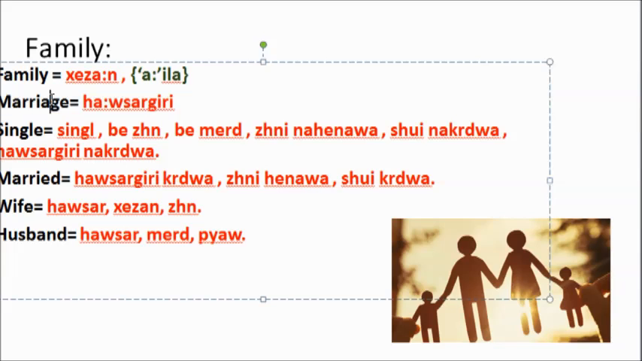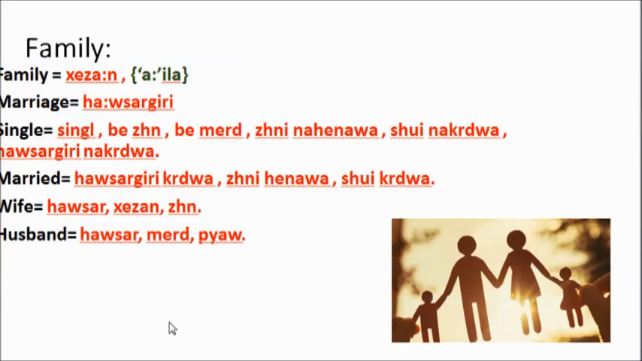Marriage is havsergiri, and this is a long vowel. How can you say I'm single? Among young people nowadays, the word single is used, borrowed from English. I can say, I am single: min singleum.